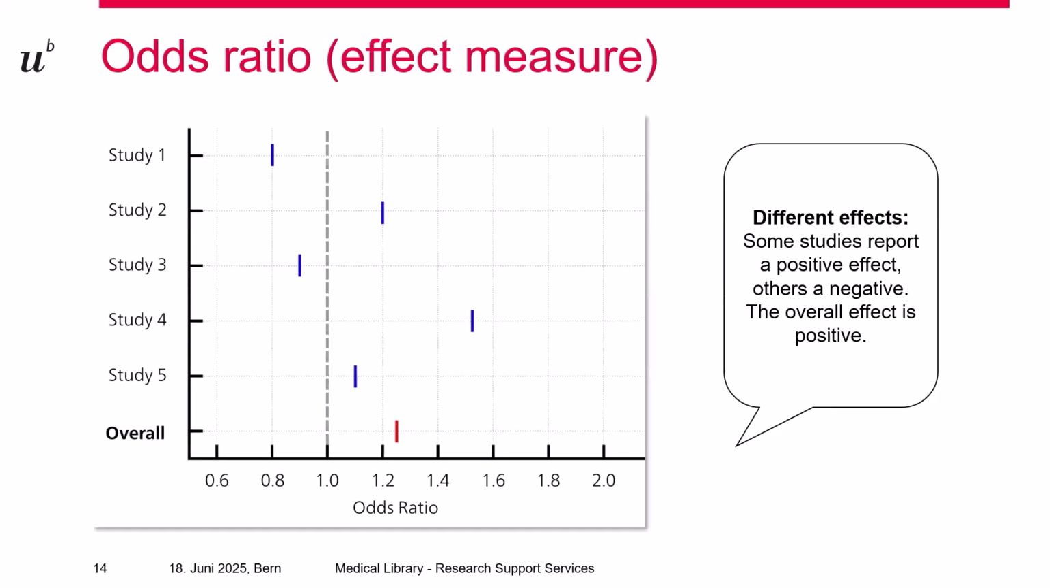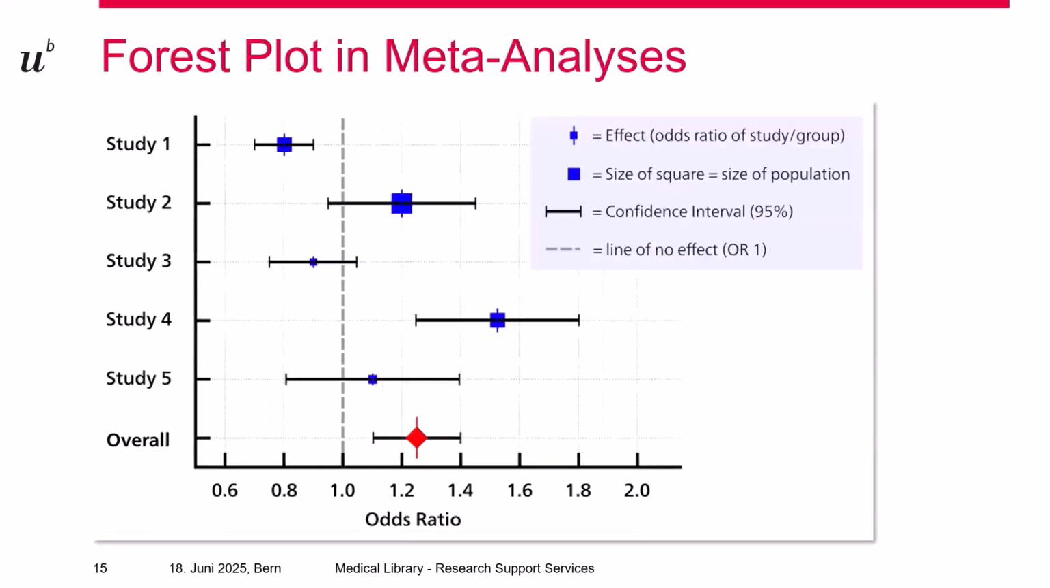Back to our forest plot. Here you see now the different odds ratios for the included studies. Some report a negative effect and some have a positive effect. Everything that's on the right-hand side of the line of no effect is a positive effect. And the red line here is the overall effect over all studies, and it's positive. It's 1.25, so 25%. So we now went through all the elements of a forest plot and can interpret it.